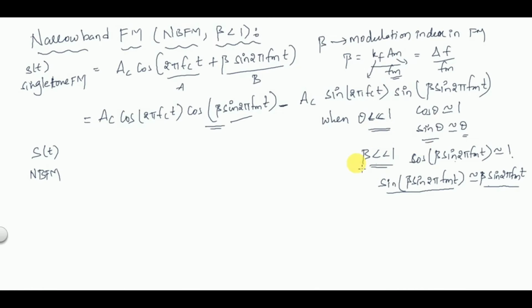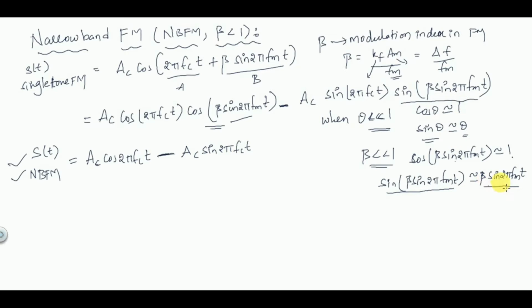I'm substituting this value, and this is applicable only for NBFM, so we get the time domain equation of NBFM here. Understood? See here, Ac into cos of 2 pi fc t I'm taking, and this value is equal to 1, so multiplying by 1 doesn't make any difference. Then minus is there, so I'm writing minus here, Ac into sine 2 pi fc t, I'm writing as it is.